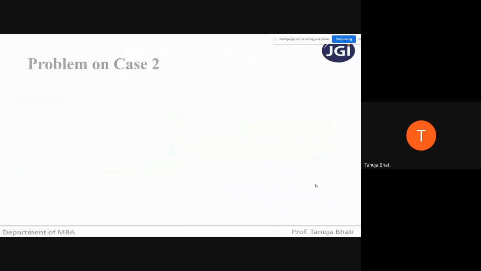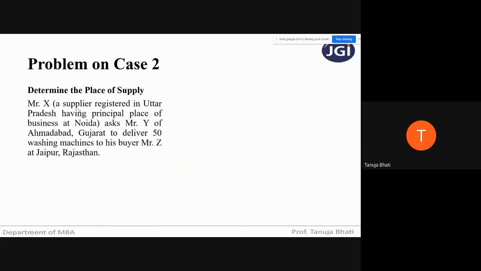So let us see a problem in this. Case 2. You all have to give me the answer. Mr. X, a supplier registered in Uttar Pradesh, having principal place of business at Noida. Mr. X asked Mr. Y of Ahmedabad, Gujarat to deliver 50 washing machines to his buyer Mr. Z, Jaipur, Rajasthan. Let me explain this problem to you all.